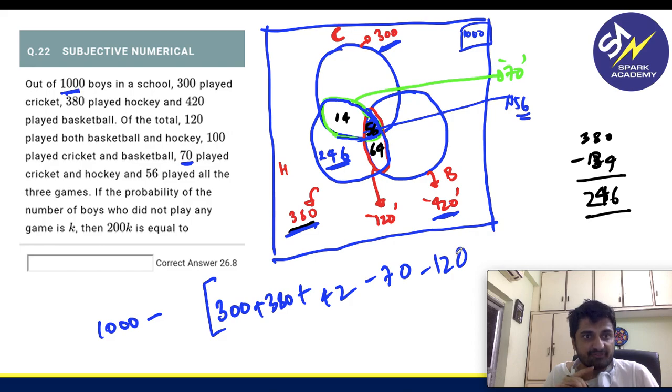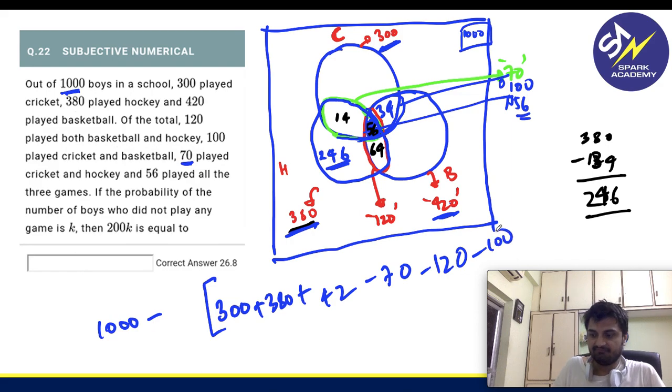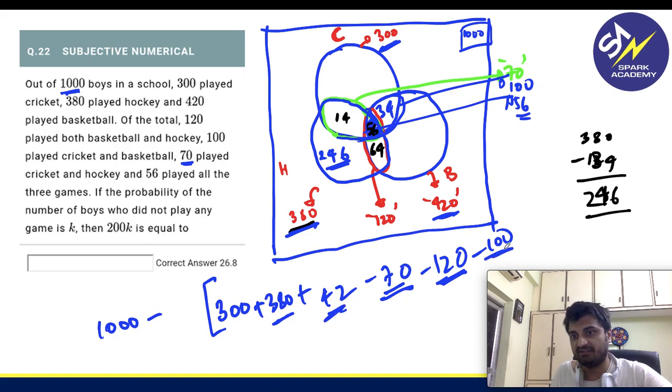And this, if you simplify, 100 are playing cricket and basketball. So this also you know. So this is 34. So this portion I also know. This is 100. So minus 100 I can do again. Correct? Minus 100. And so in this, how many times? So this includes this, includes this, includes this. So you are excluding this 70, you are excluding this 120, you are excluding this. So all three also you have excluded. So we need to add one more, this 56.